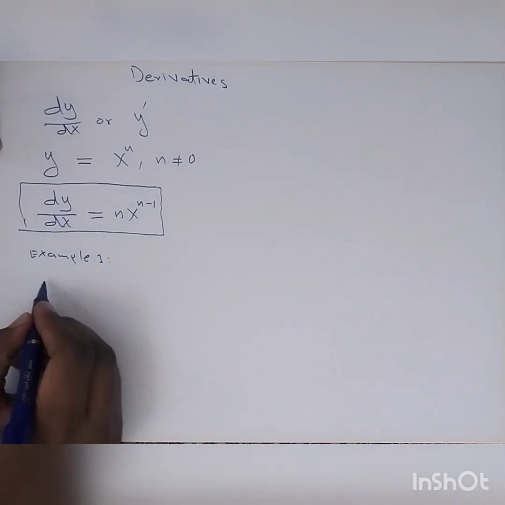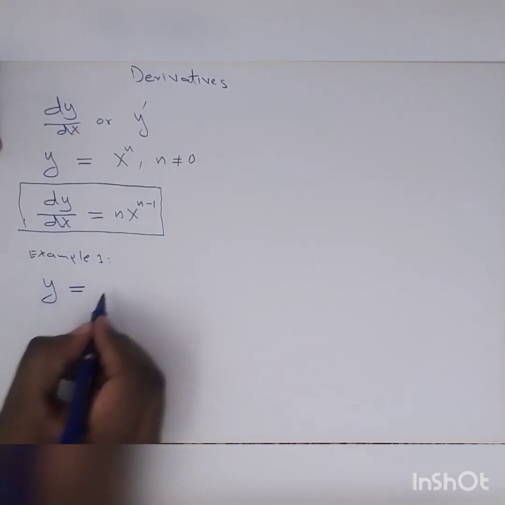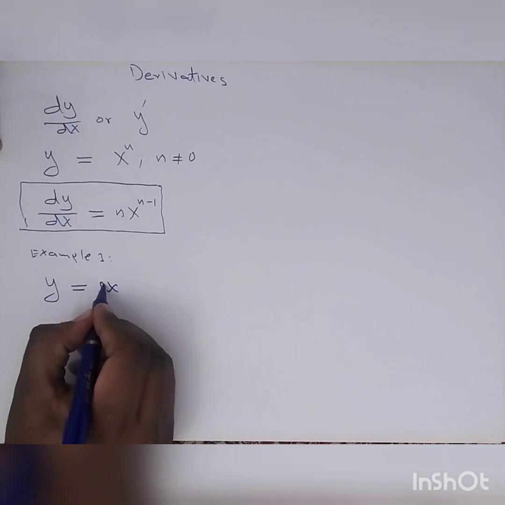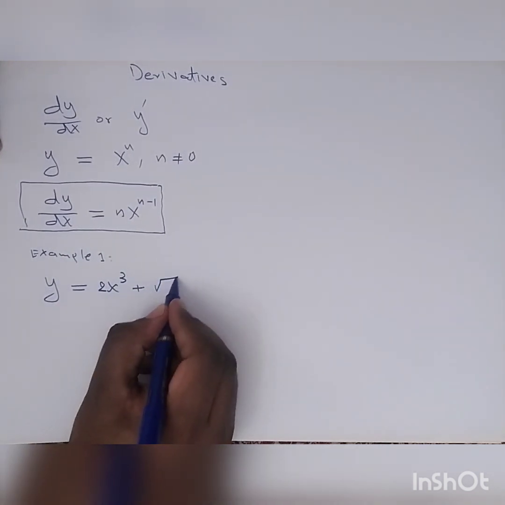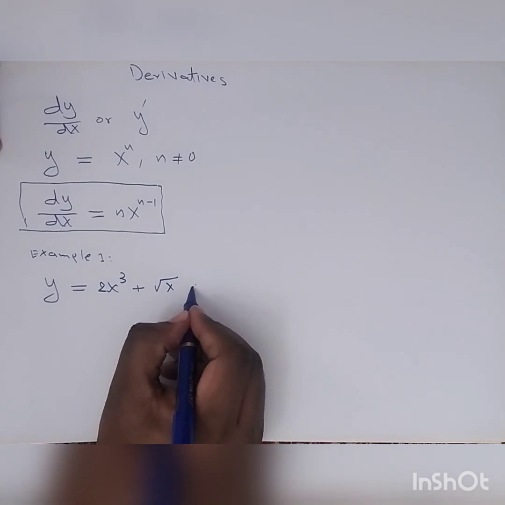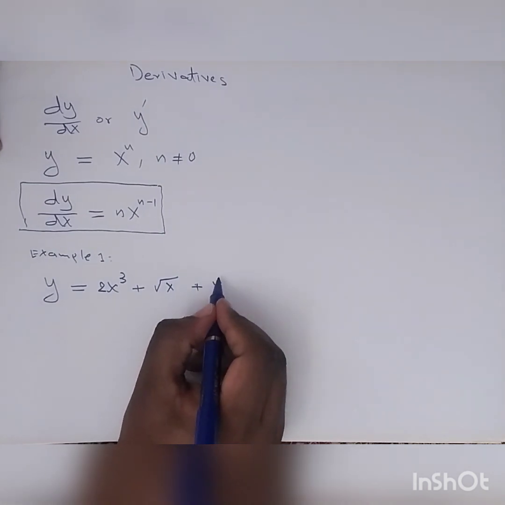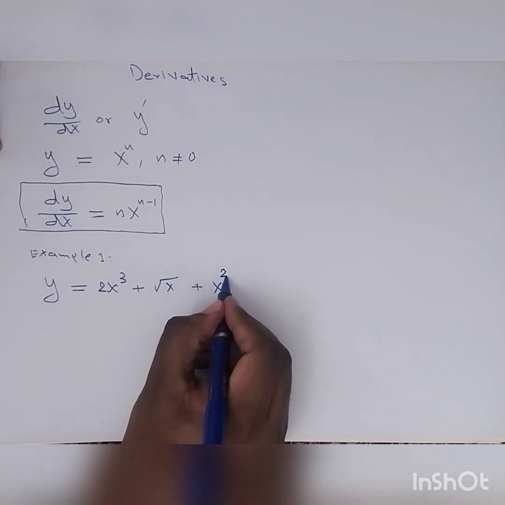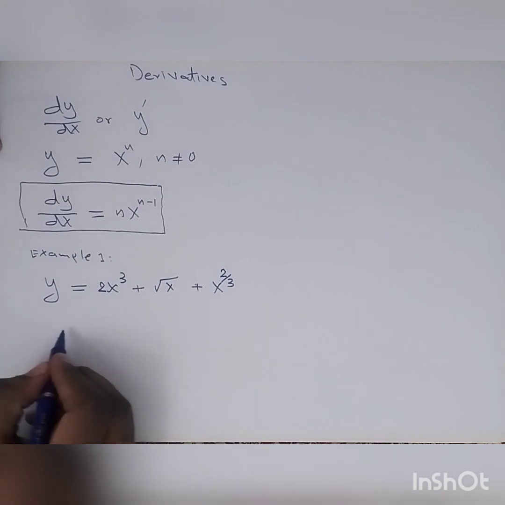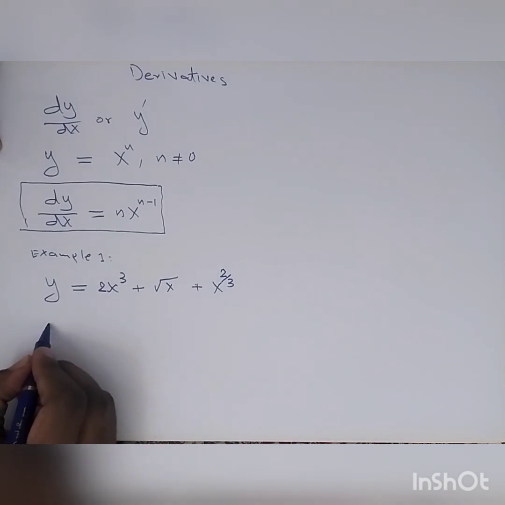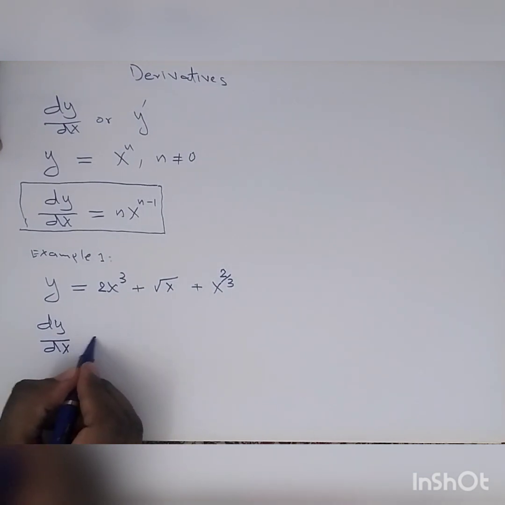Let us say that we have this function y is equal to 2x cubed plus radical x plus x to the power, for example, 2 divided by 3. And now we would like to find the derivative of this function. So what we want is dy by dx. So now we apply the rule.